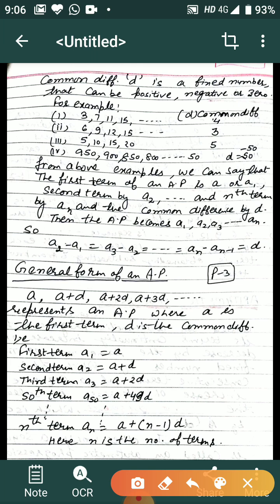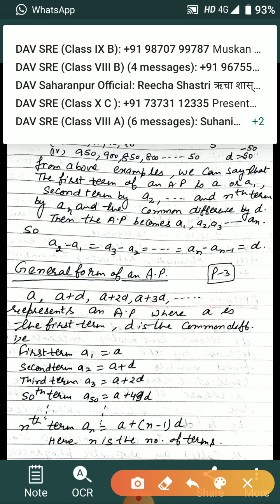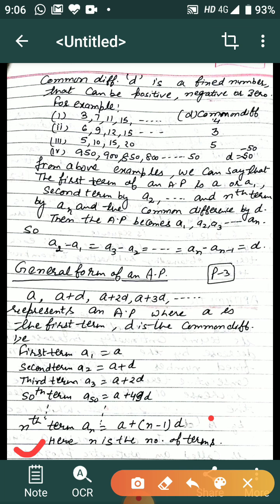Now what about the general term? If a sequence is an AP, then the first term is called a. The second term is a plus d, because to the first term we add the difference. The third we denote as a plus 2d, and then a plus 3d. In short, I have written here: first term a, second term a2 means a plus d, third term a plus 2d, and the nth term I have written here. But we will take this in the next session, and today I am discussing something more about this.